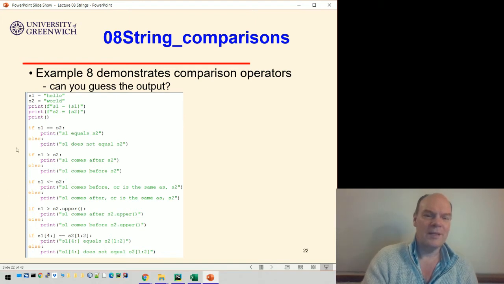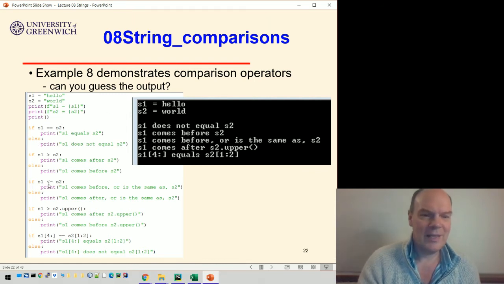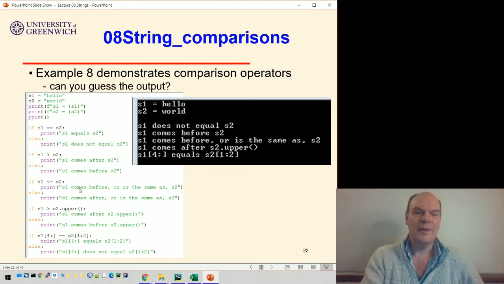So I would expect to see S1 comes before. Let's just check that. S1 comes before S2. What about the next one? S1 is less than or equal to. So S1, it certainly comes before, so it's less than S2. It's not equal to, but it's certainly less than or equal to. So S1 comes before or is the same as S2.